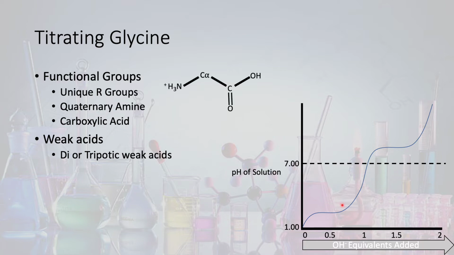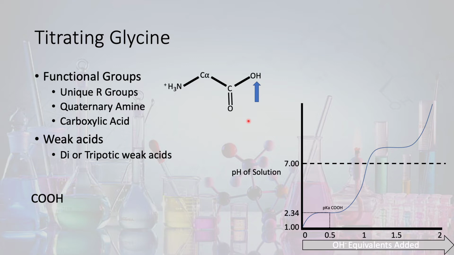It turns out that here, our first flattening of the curve corresponds to a pH of 2.34, right? And so we know that at a pH of 2.34, we've now reached the pKa of one of the functional groups up here that can donate an acidic proton to solution. It turns out that this pKa corresponds to the carboxylic acid over here on the right of our glycine.